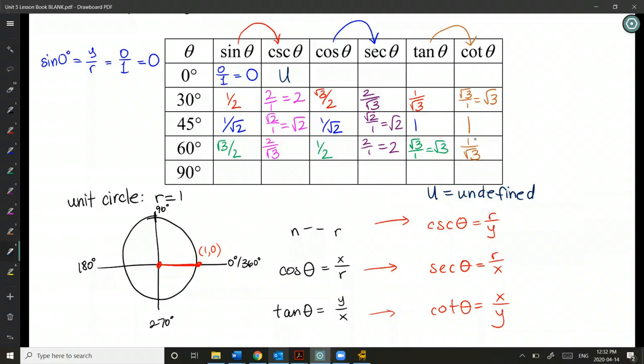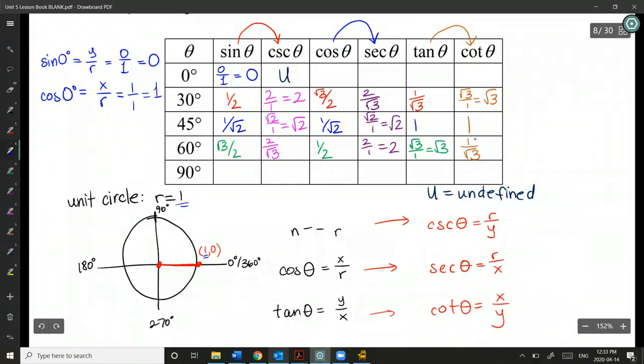Okay, let's set up the rest, the cosine of 0 and the tan of 0. So cosine of 0 is x over r at the 0 degree location. That's why we're at this location, because we're doing 0 degrees. And x at this location is 1, and I know the radius is 1. So we get 1 over 1, which equals 1.